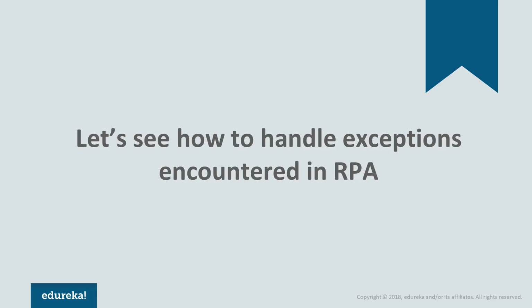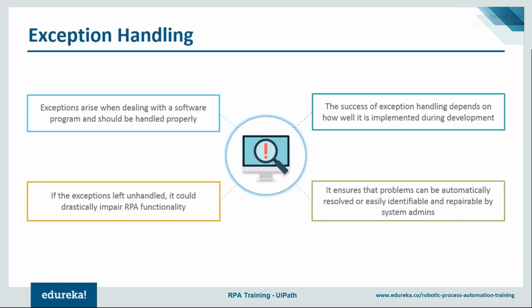Now, I mentioned there might be some errors in the work environment, or some errors when you'll be testing your robot. How to handle these errors, or these exceptions, is what we're going to talk about now. So let's see how to handle exceptions encountered in RPA. First, let's see what exceptions are. Exceptions arise when dealing with a software program and should be handled properly. It could be something like your output is coming correctly, but there are some things coming along with the output. So how do we handle these exceptions or errors?